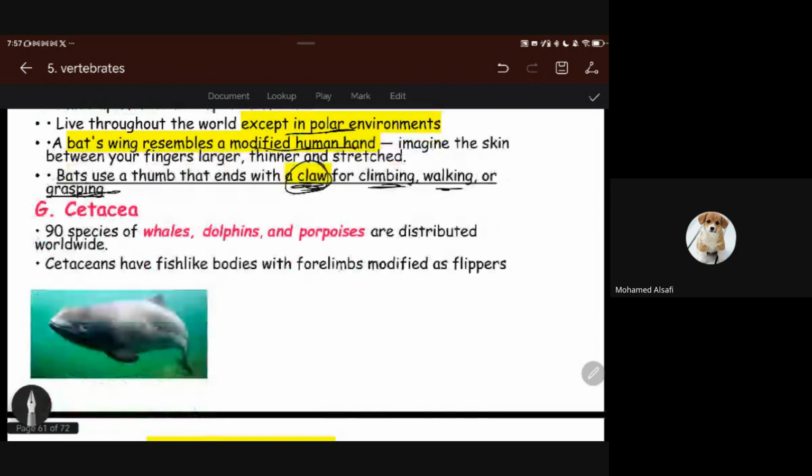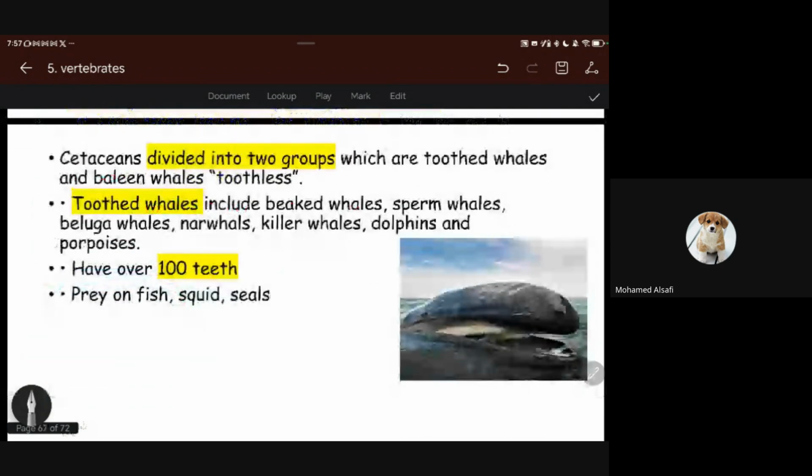Cetacea, there are 90 species of whales, dolphins, and porpoises distributed worldwide. They look like fish, okay, but they are much bigger, and they have four limbs which act as flippers, which help them in swimming. They are divided into two groups, which are toothed whales and baleen whales, which are toothless. So they're divided either into toothed or toothless.